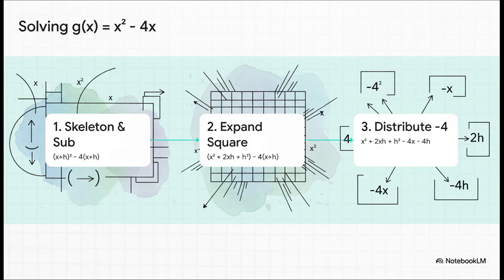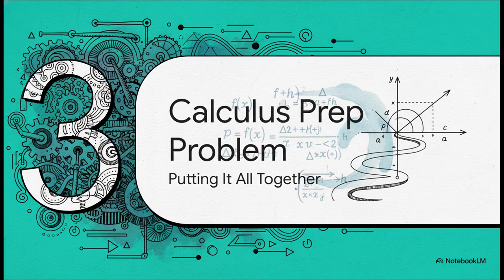Finally, step 3 is to distribute that negative 4. So −4 times x is −4x, and −4 times h is −4h. And if you look at all those pieces, none of them are like terms, so that's it. We're done. Okay, so we've totally mastered this one piece of the puzzle. Now let's see how it fits back into the bigger picture.